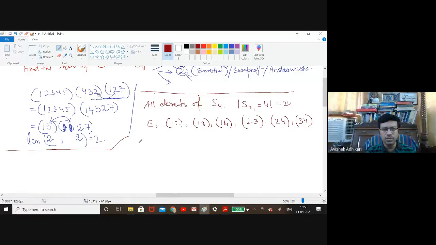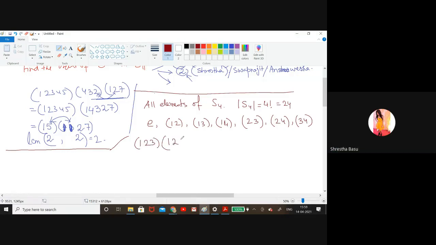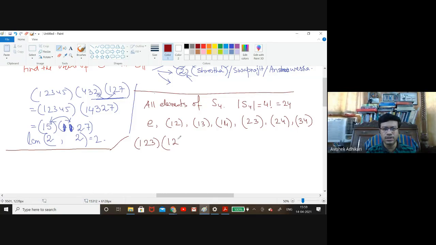Yes. Then I need to check about the 3 cycles. 1 2 3, 1 3 2. So let's go in lexicographic order. That would be easier for you. Then 1 2 4, 1 3 4. Then 2 3 4. Right. So all the 3 cycles are also gone. So you have to choose 3 from 4. That means 4 choose 3, and that is 4.